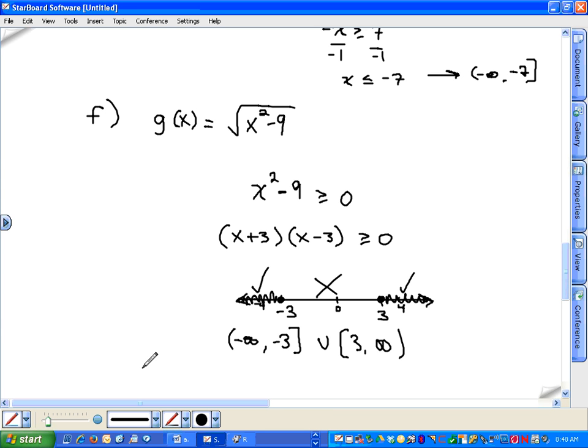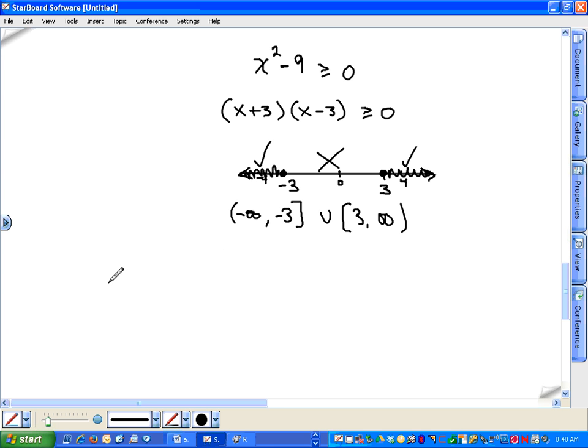Okay. But if you chose a number in this interval, 0 for example, and plugged it into the original function, 0 squared is 0, 0 minus 9 is -9. Can you square root -9? Well, none of these numbers work. So they end up with an undefined expression. Anyway, let's move on. We did radical functions.